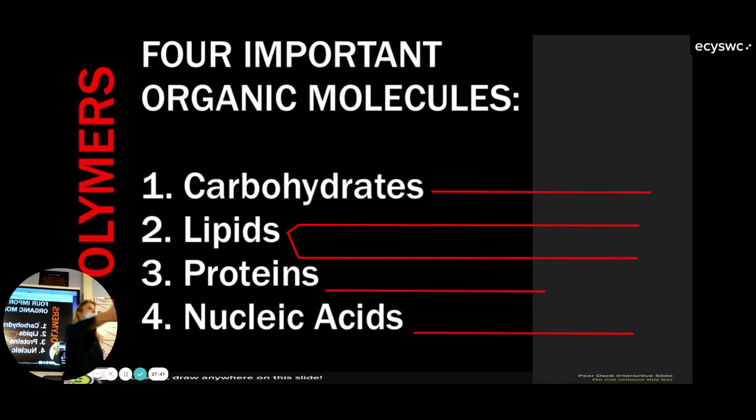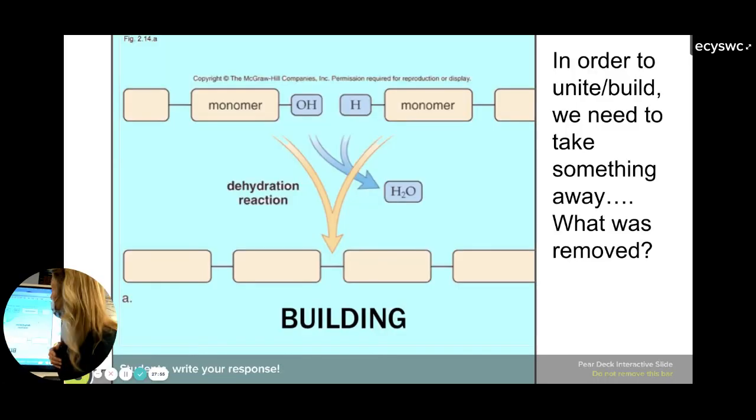Then what's the next level? Quaternary structure. And that's when you have more than one polypeptide, more than one chain. Now, how did we hook these organic molecules together?